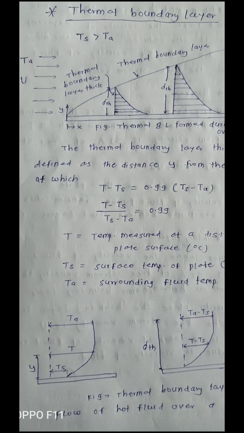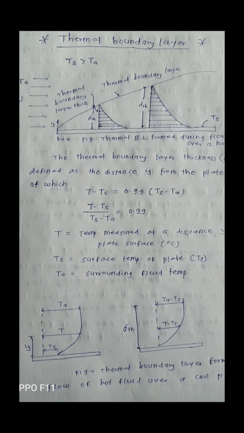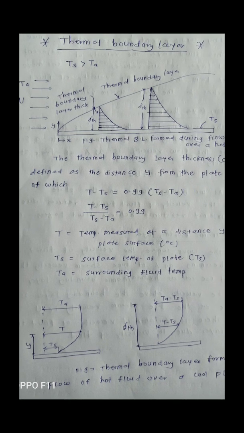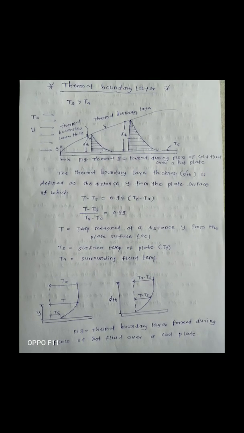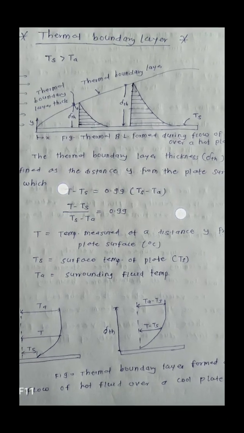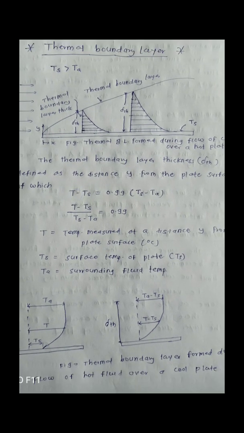So inside the thermal boundary layer, a temperature difference is created. So what is meant by thermal boundary layer thickness? It is defined as the distance y from the plate surface at which T minus Ts is equal to 0.99 into Ts minus Ta. This condition is for Ts greater than Ta: the temperature of the surface is greater than the temperature of the surrounding fluid.